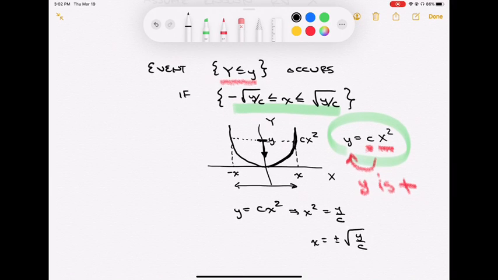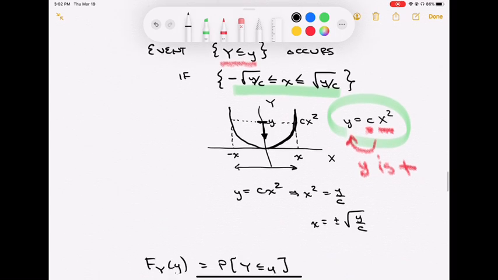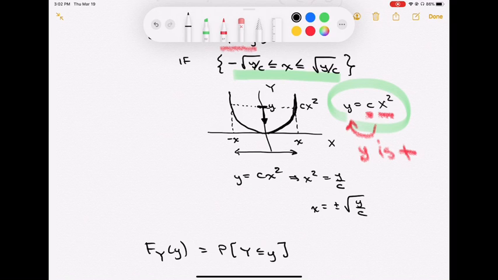In order for us to get that CDF method started, we know we're interested in the event Y less than or equal to little y. We found out what values of X that corresponded to. We can see that through the graph of what relates X to Y.